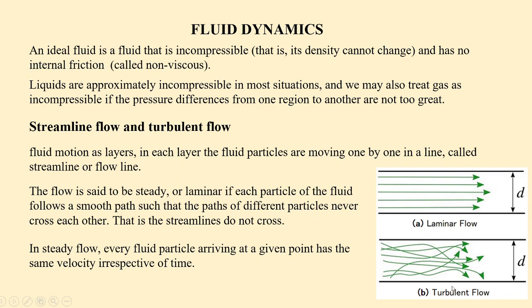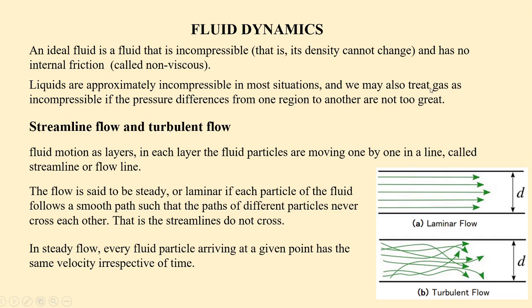So you can see the turbulent flow in the lower figure. In turbulent flow, the flow is very irregular. That means the streamlines are crossing each other. Why does this happen? Because at a given point, every particle of the fluid may have a different velocity. The velocity is not constant. So this type of flow is not steady or laminar. So it is called a turbulent flow.